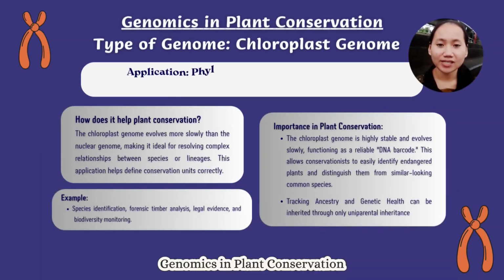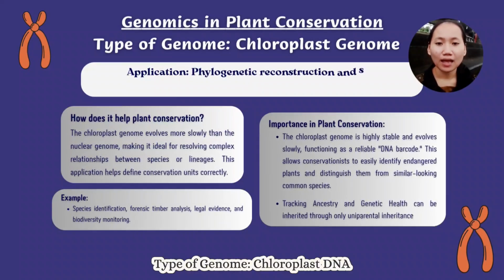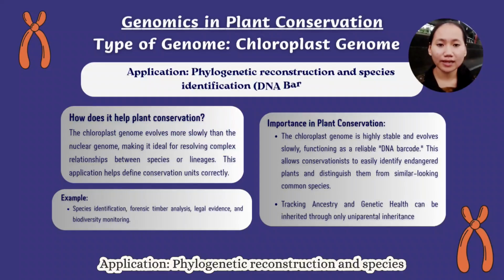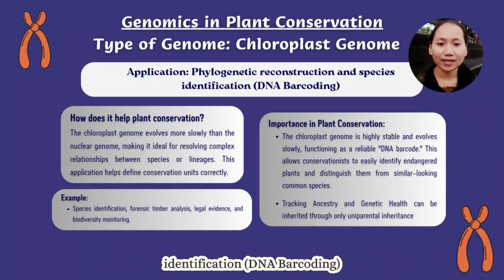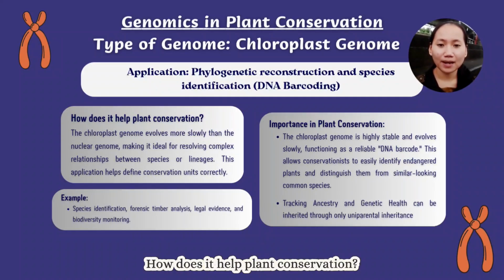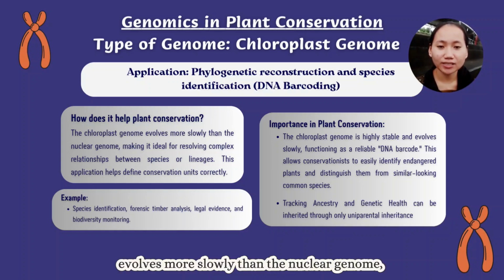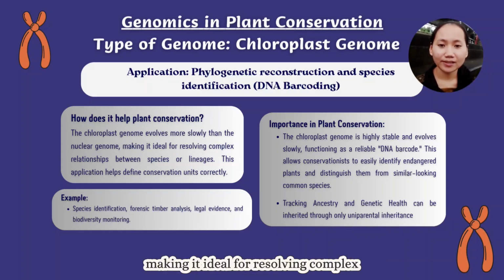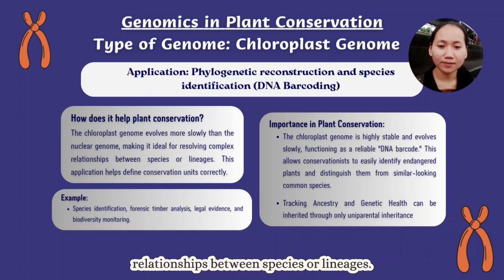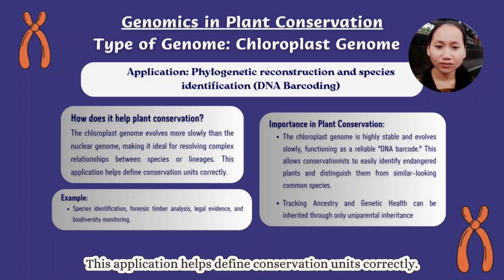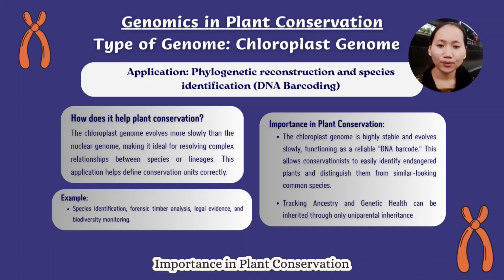Genomics in plant conservation. Type of genomic: chloroplast genome. Application: phylogenetic exploration and species identification, DNA barcoding. How does it help plant conservation? The chloroplast genome evolves more slowly than the nuclear genome, making it ideal for resolving complex relationships between species or lineages. This application helps define conservation units, which is uniquely important in plant conservation.